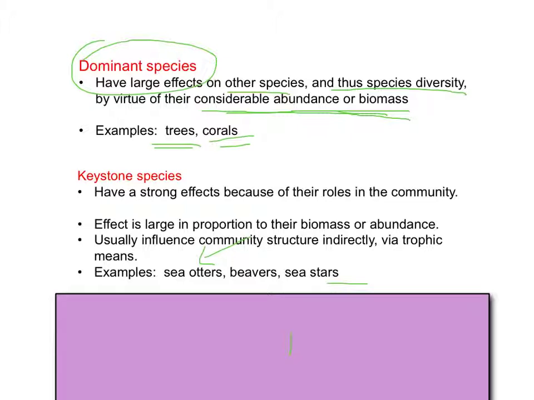Okay, so the sea stars that we were just talking about are a good example of a keystone species because they're not necessarily more abundant than the other species, but because they have such important roles via these trophic interactions, they're such important predators, they have large effects on the overall community structure, again, in terms of species diversity. So other species such as sea otters and beavers can also be keystone species in having these strong effects, but not necessarily because of their abundance, but definitely due to their trophic interactions.